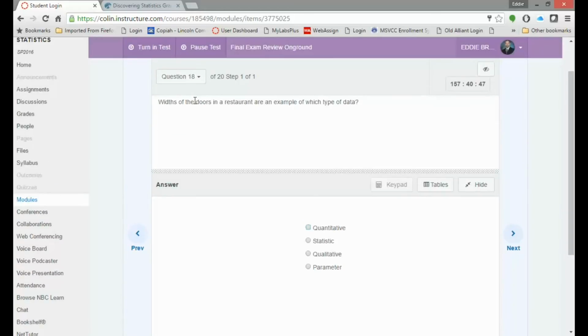Number 18, the width of doors at a restaurant is an example of which type of data? Width is something you can measure, so it's going to be quantity. So that's quantity.